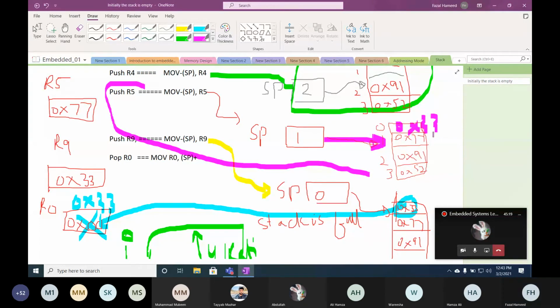Okay, so this is important when you want to differentiate between the push operation and the pop operation.